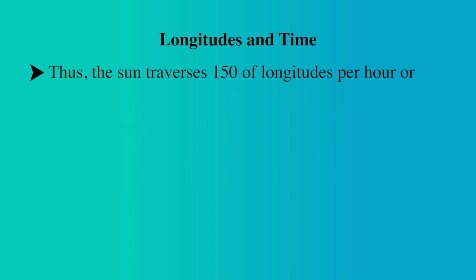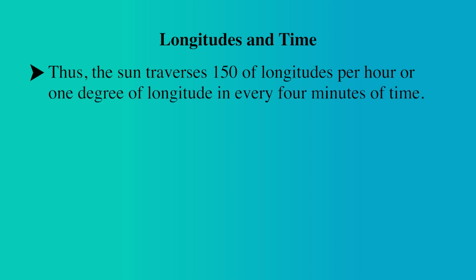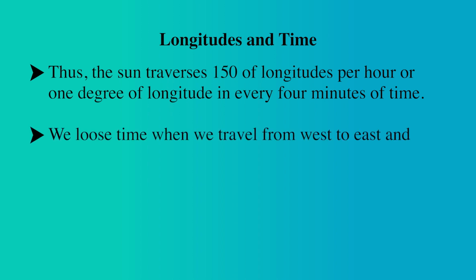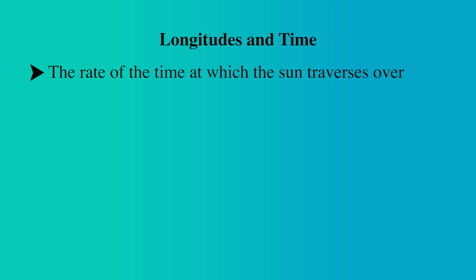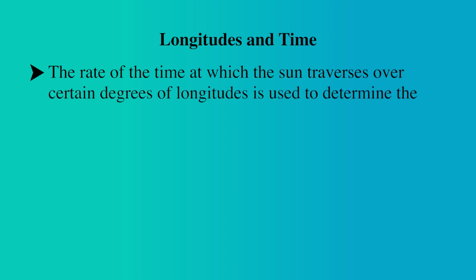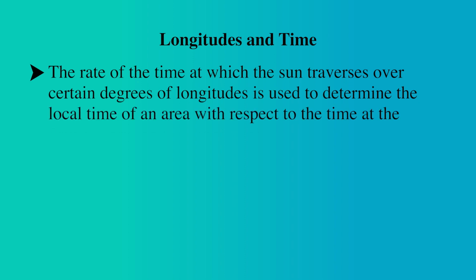Thus, the sun traverses 15 degrees of longitude per hour or 1 degree of longitude in every 4 minutes of time. It may further be noted that hours of the day advance when we move from west to east and decrease with our westward movement. Thus, we lose time when we travel from west to east and gain time when we travel from east to west. The rate at which the sun traverses a certain degree of longitude is used to determine the local time of an area with respect to the time at the prime meridian, that is 0 degree longitude.